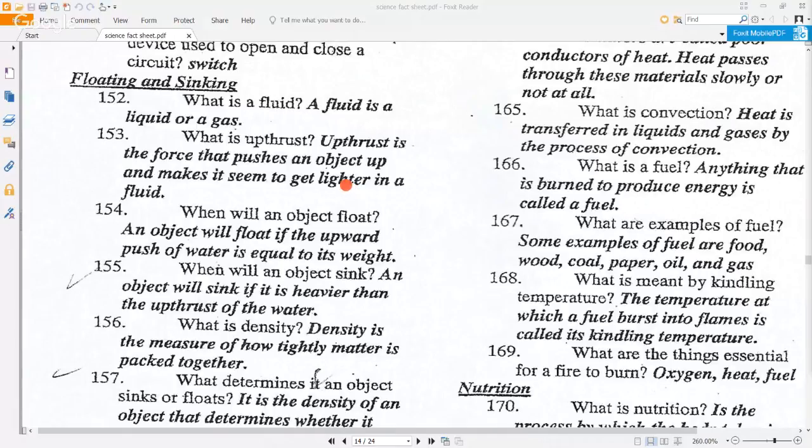Good afternoon, everyone. We're continuing with our preparation for GSAT. We're looking now at part 2 of our science study sheet. So we continue with the topic floating and sinking.